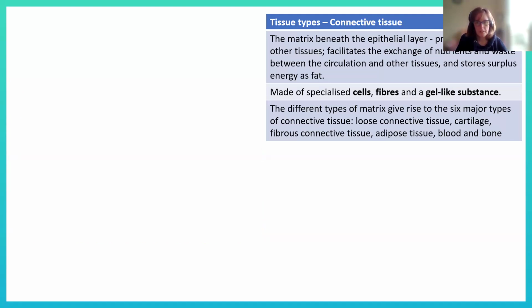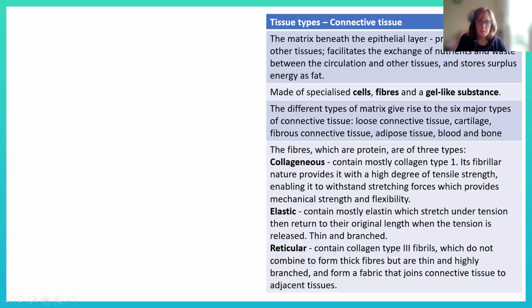So there are 6 major types, and this is all in the course material if you want to read more. There's loose connective tissue, cartilage, fibrous connective tissue, adipose, blood, and bone. And we specifically had to look at blood and bone. And the fibers are of 3 types. We've got collagen fibers, which have a high degree of tensile strength and will withstand stretching forces, and apply a lot of flexibility, quite important in terms of your skin, your bones, your cartilage, things like that.